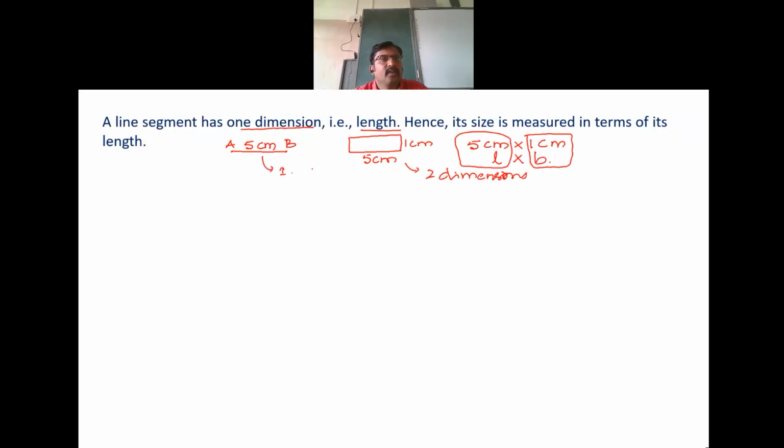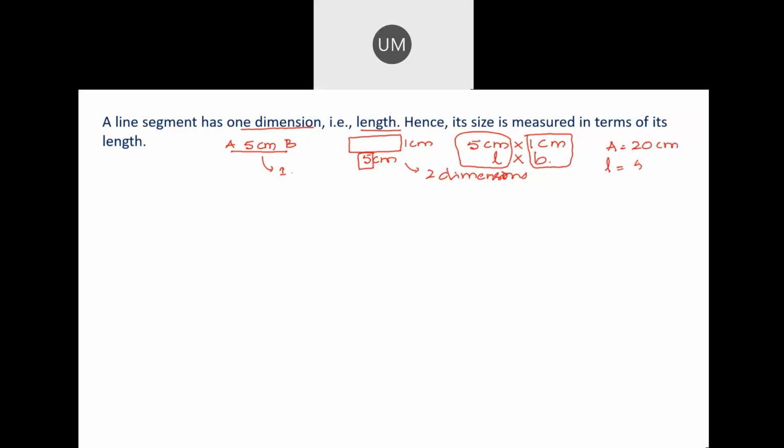This you must know. If I say the area of a particular rectangle is say 20 centimeters, can you find length and breadth? No, you cannot find. One of them has to be known. Suppose the area is 20 and its length is 5 centimeter, we can find out its breadth. Its breadth will be 4 centimeter.